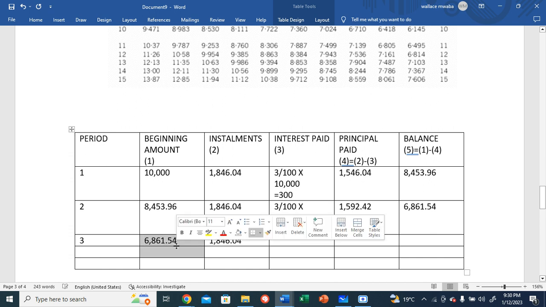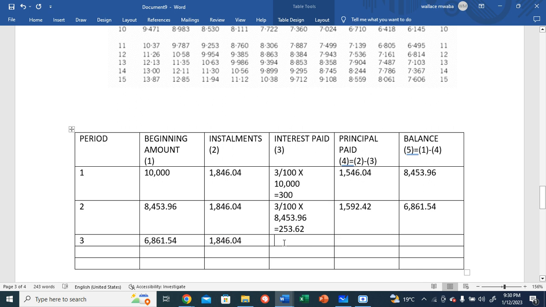Right, so we're going to get 3% of 6,861.54. When we multiply that by 3%, we're going to get 205.85.